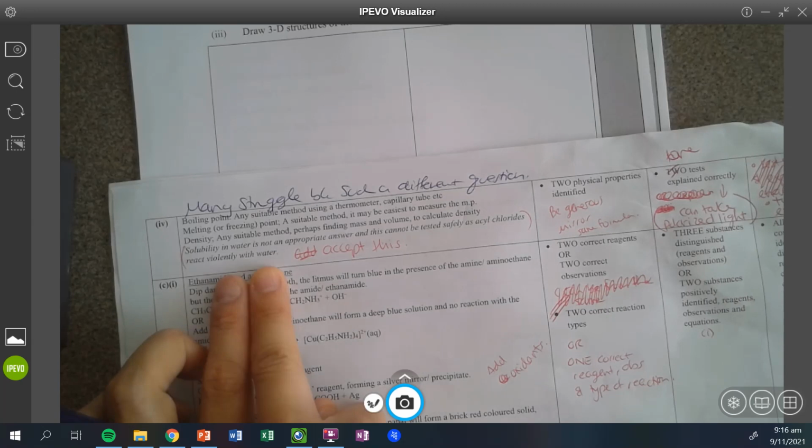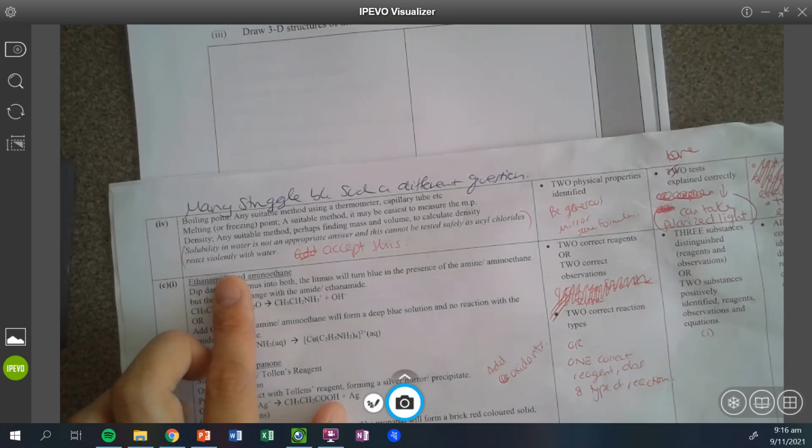So they wrote down in theirs that would not be an appropriate answer because of that reason. I gave some flexibility because I wasn't sure if you guys were going to catch that. So I said I was going to be willing to accept the solubility test, even though realistically you wouldn't do that because it would just be a violent reaction. I also took I can prove there's an acid chloride because there's a violent reaction.